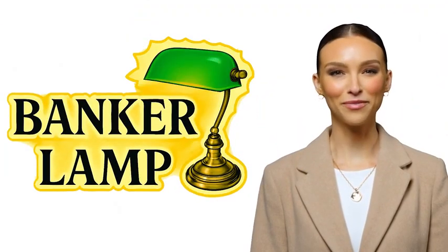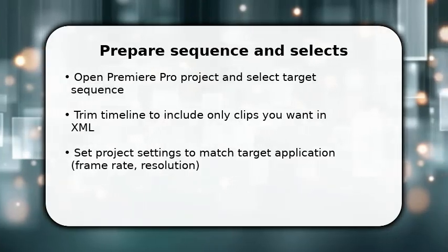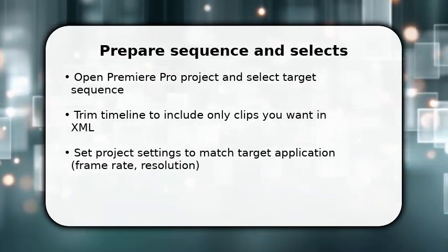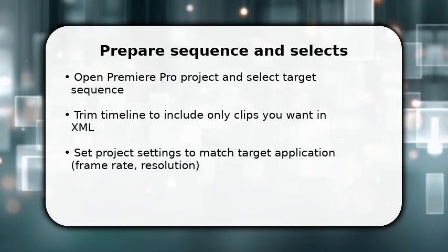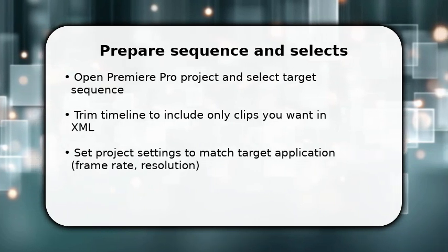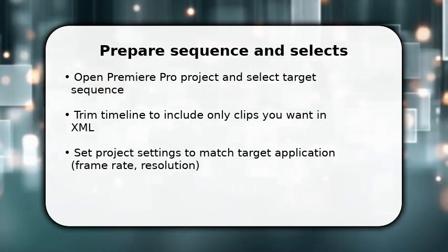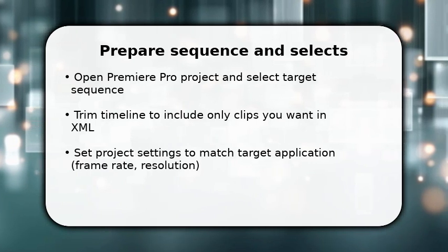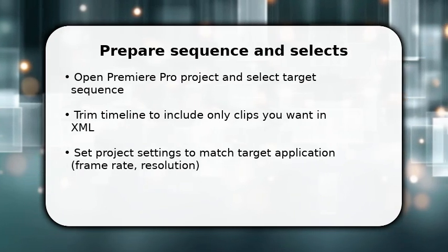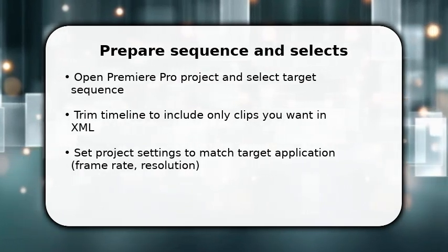You start by choosing the sequence you intend to export. This ensures the XML contains only relevant edits. Once done, make selective trims so you don't carry unused media into the file, which keeps the XML small and faster to parse. Make sure project settings match the destination app's frame rate and resolution so timecode and frames map correctly.